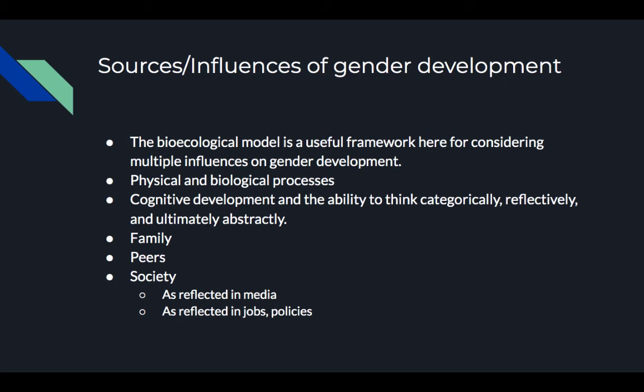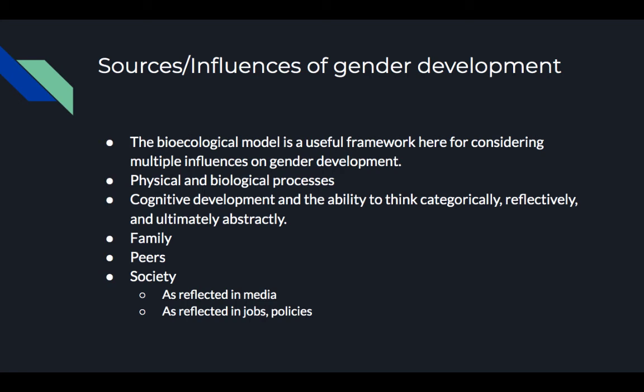Finally, social influences of gender development. The bioecological model is useful here for considering multiple influences on gender identity. There are physical and biological processes, so a lot of gender identity happens just through physical maturation. Your body changes and it makes you think about your gender in a different way. It's a big deal in adolescence in particular.